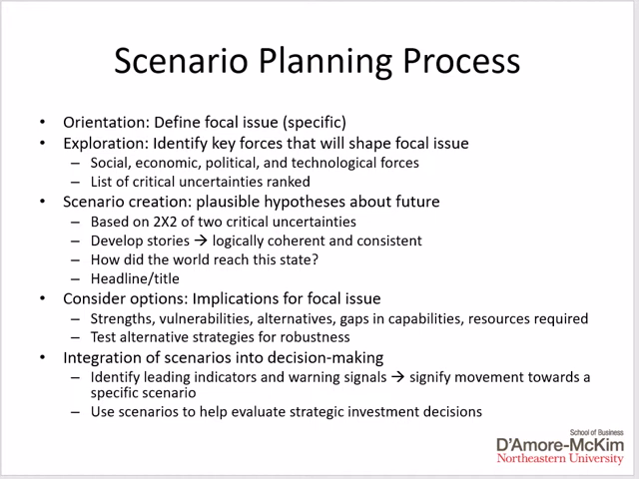The third step then involves creating scenarios. The first thing we need to do is identify, of those uncertainties, the two most critical. And so thinking through the ones that have the greatest impact on this decision, we will identify the two greatest uncertainties and create a 2x2 matrix. In that 2x2 matrix, we will then develop stories about each one of the quadrants. These stories should be logically coherent and consistent views of what the future would look like in this quadrant.